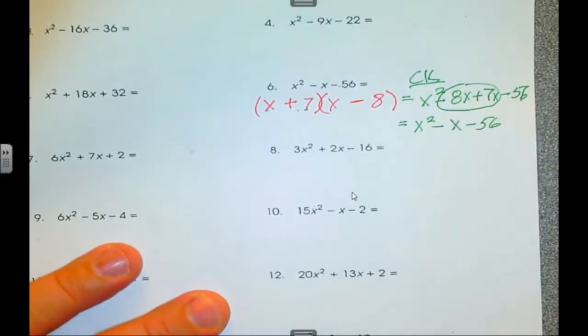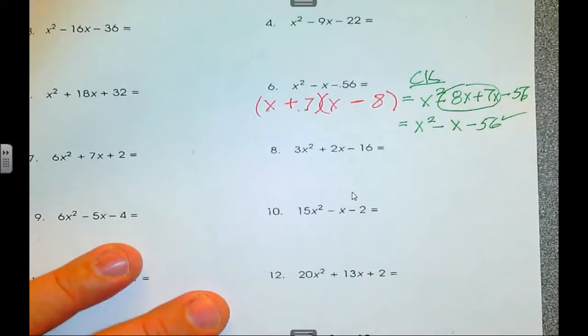So check. That's what I'm saying. You should be able to get 100% on this section because you can check every factoring problem you do. Just FOIL it back.